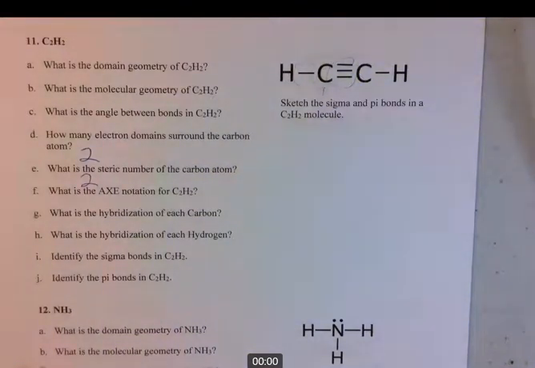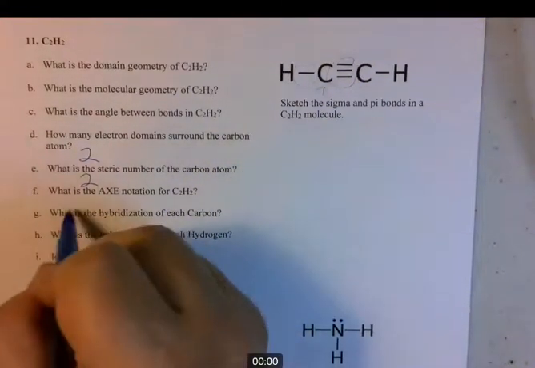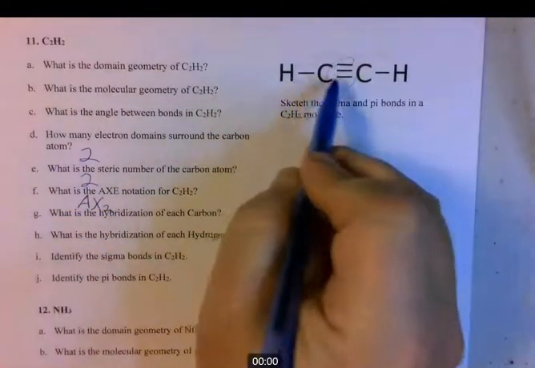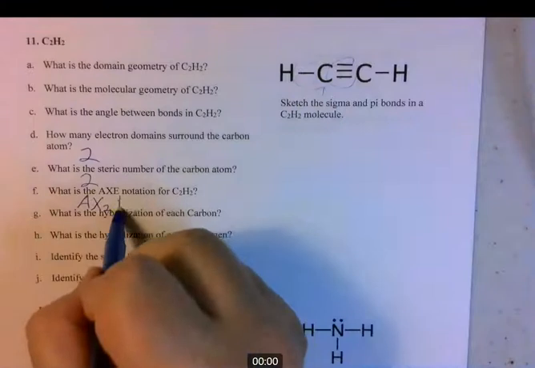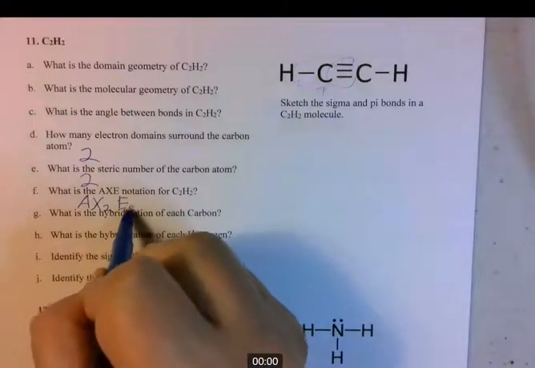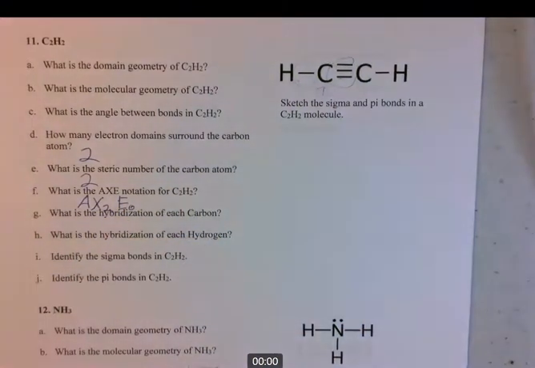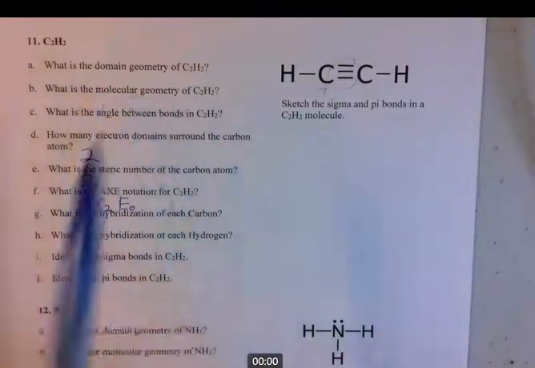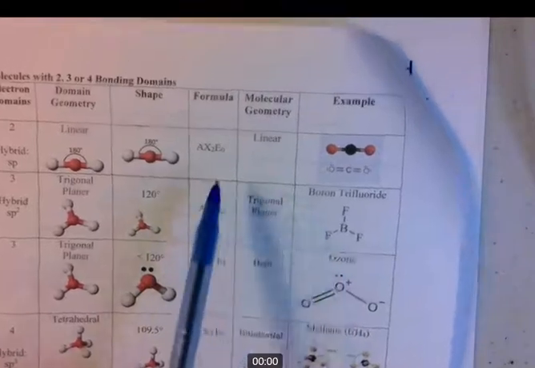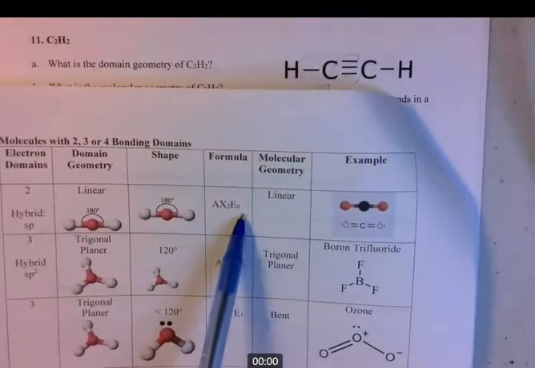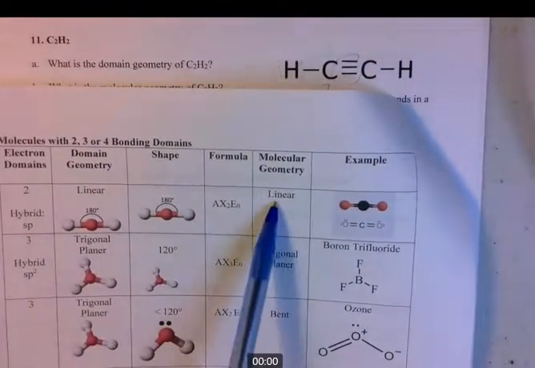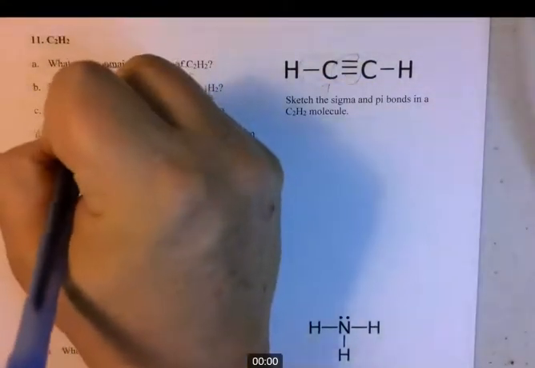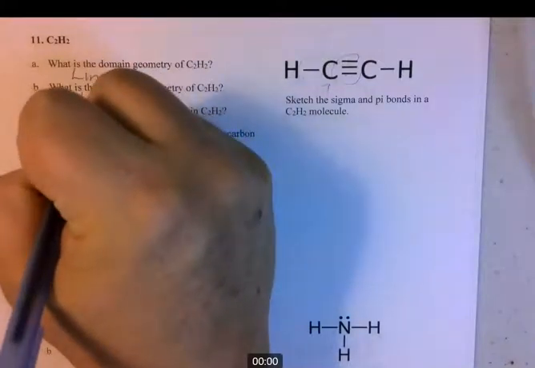What is the AXE notation for C2? For one of the carbons, it's going to be AX2 because it has 2 bonding domains and no lone pairs, so it's E0: AX2E0. Now I'm going to go up and give the domain geometry. You simply come over here, and it's AX2E0, so that's going to be linear, and the molecular geometry is going to be linear. So it's going to be linear and linear.